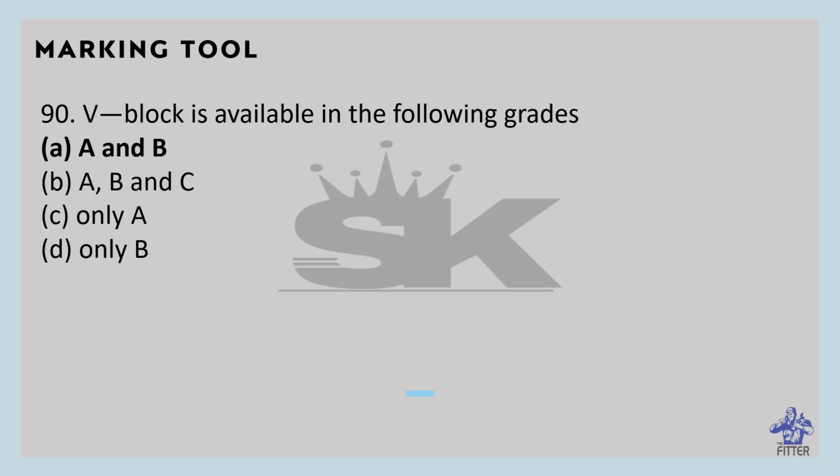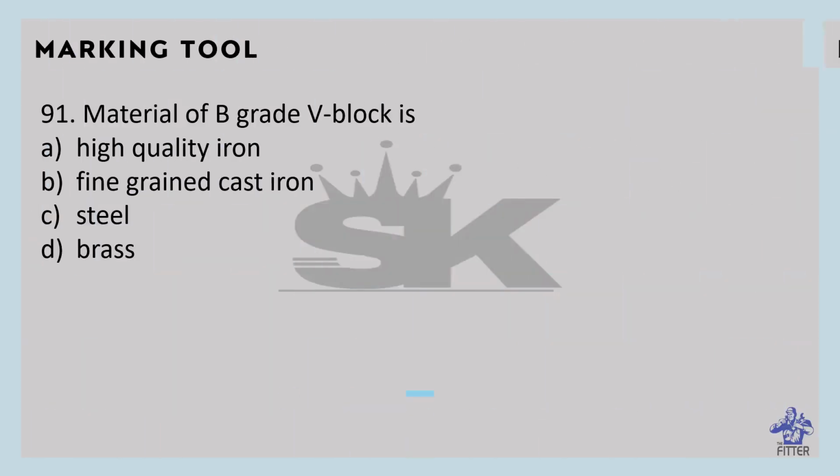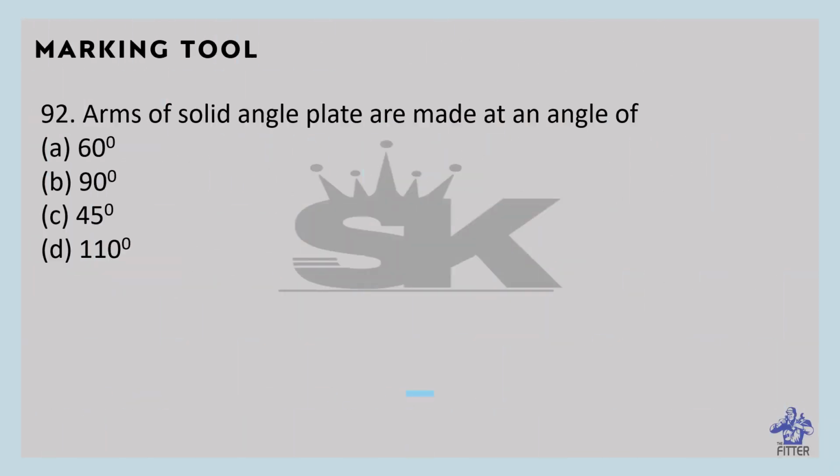Grade A blocks are more accurate and available up to 100 length. They are made of high quality steels. Grade B V blocks are not as accurate as grade A, and are used for general machine shop works. The material of a B grade V block is fine grained cast iron. Arms of a solid angle plate are made at an angle of 90 degrees.